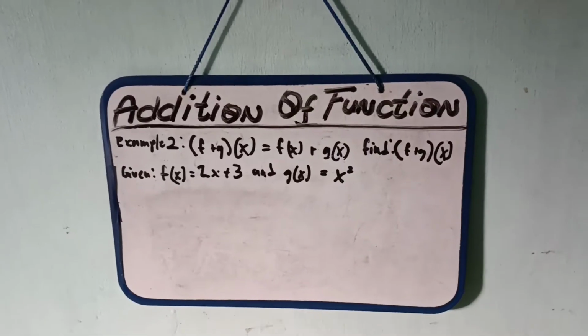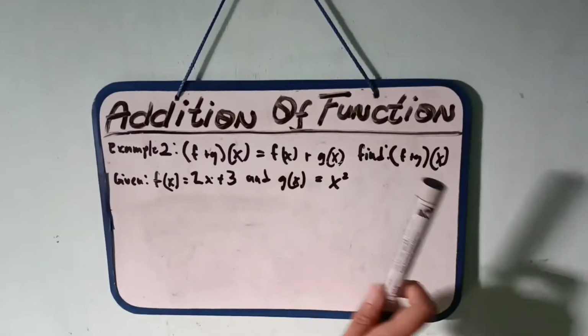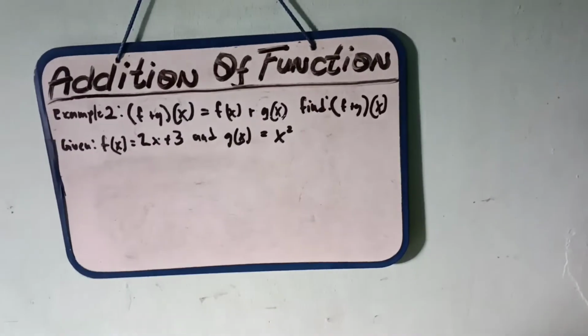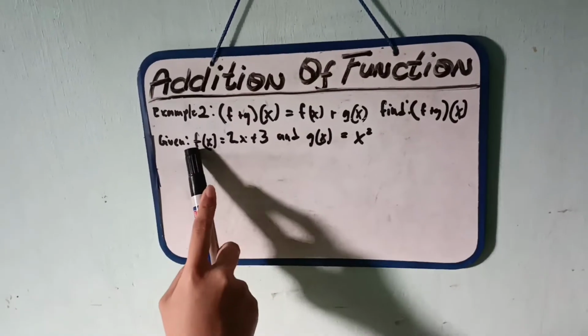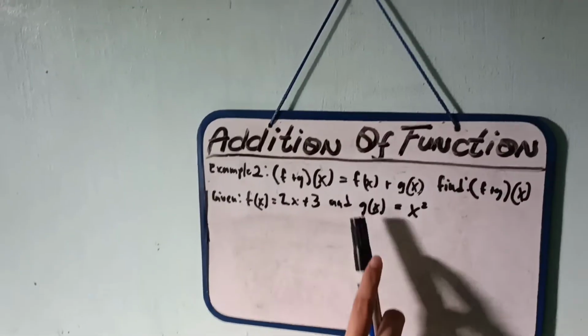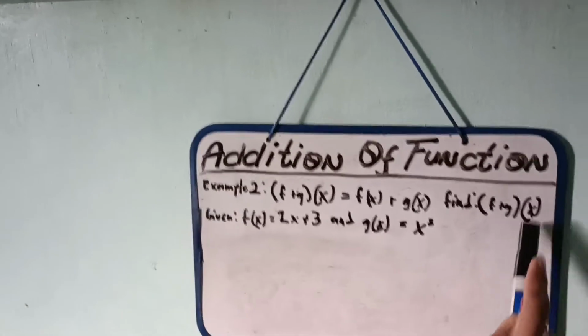So, sa example po naman, that f plus g of x is equal to fx plus gx. Same lang ulit, since addition of function pa lang naman tayo. Ang pinag-iba lang, iba na yung given natin ngayon. Ang given natin right now is f of x is equal to 2x plus 3 and g of x is equal to x squared. Find f plus g of x.